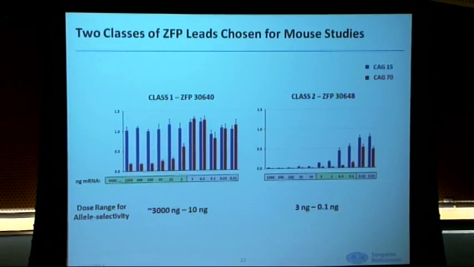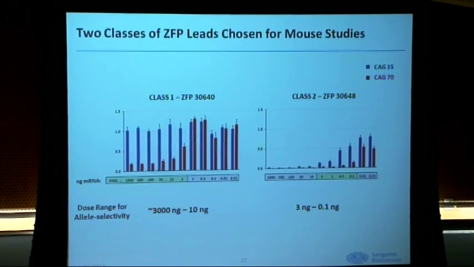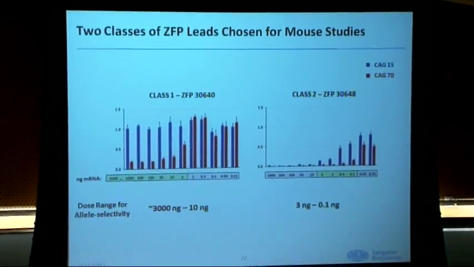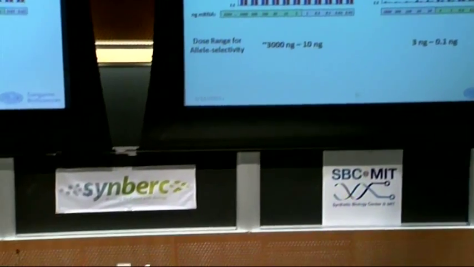So I'm going to look at 2 proteins. These represent 2 different types of protein in terms of their dose responsiveness. In the experiments that are shown, they're either called ZFP1 or Class 1 or Class 2. ZFP1 is actually 30640. It shows a very broad dose range, a very broad discrimination, and is most active between about 3,000 nanograms and 10 nanograms. And then we have a second, which is this 30648. This was this very high affinity protein that showed less good specificity in the Affy experiments, but operates at very low levels, so between 3 nanograms and 0.1 nanograms.